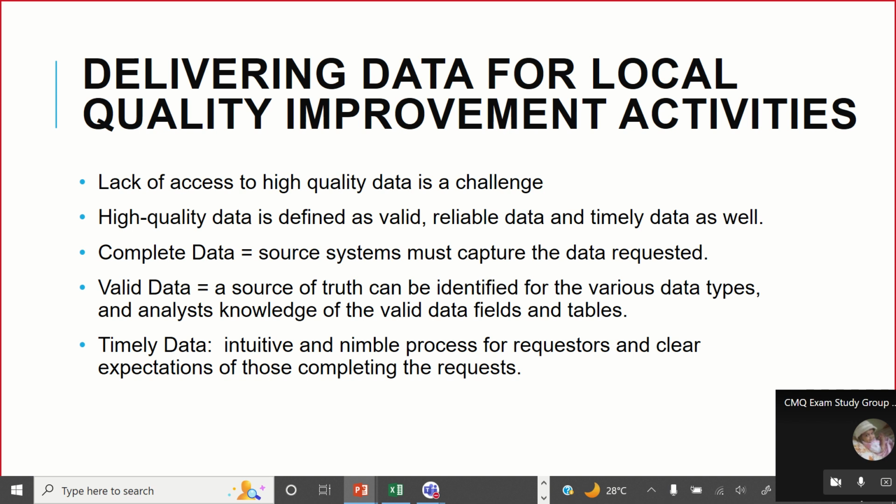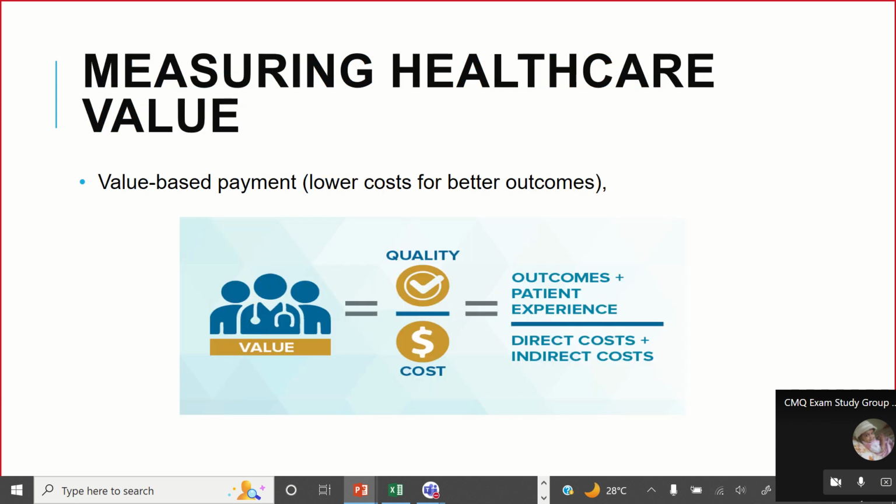And then it talks about timely data. So an intuitive and nimble process for requesters. Here it's the availability of the data, but they're also talking about more than that, where you have a process for a person to request data, and then a clear expectation for those completing the request and responding to them. So they both know when I should request the data for it to be available for me for the use of the quality improvement practices.